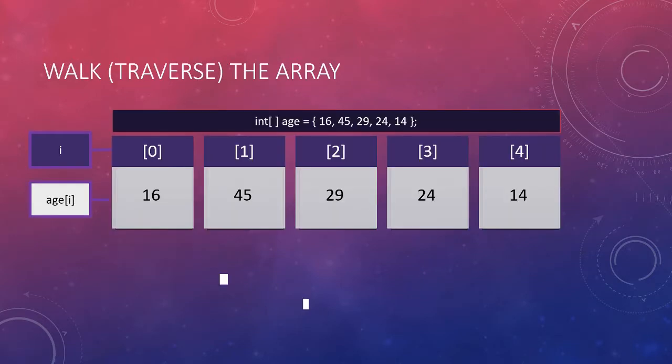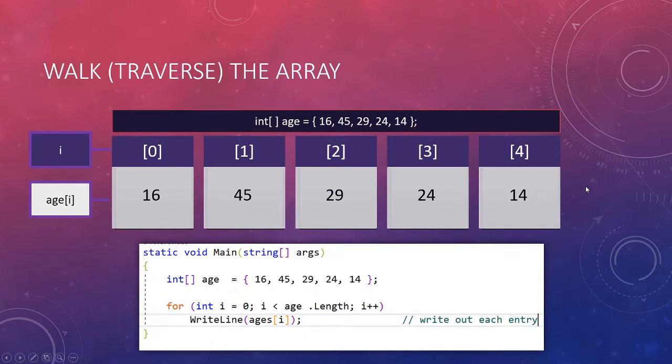Now, when we want to walk the array or look at all of the entries in the array, we can hear that called several things: walk the array, traverse the array, loop through the array. They're all referring to the same thing, which is looking at each entry in the array. In our age array, remember we have these index values and these values within our array.